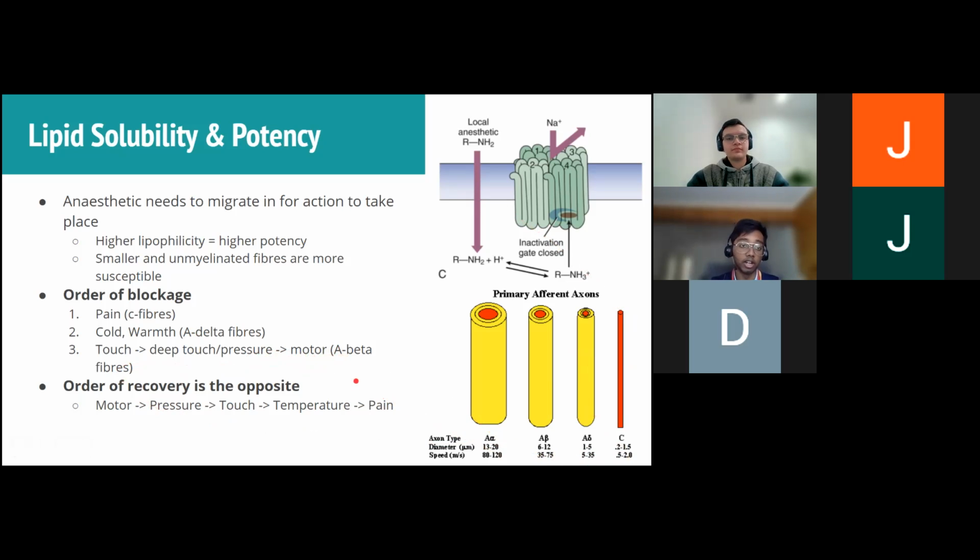Now, if you think about the order of recovery, you can reason it using a similar type of reasoning. The first one that will recover would probably be A beta, because for the C fibers, since it's so lipophilic, it's probably going to be in there for longer, since more would transfer across, so more would need to leave. But in A beta, not as much would transfer across. I mean, it's not less lipophilic, but it has a larger membrane barrier to cross, so it would recover first, and then A delta, and then C. So the order of recovery would be motor, and then pressure, and then touch, temperature, and then pain being the final one.